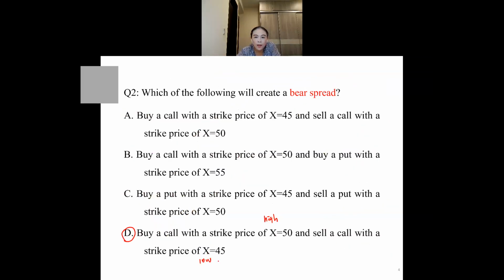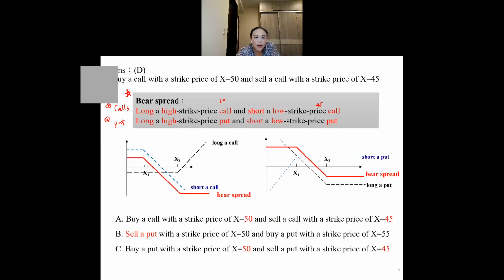Okay, question 2, which of the following created a bear spread? Remember, the definition of a bear spread is here. Long a high strike price call, and short a low strike price call. So it's a vertical spread. You can create a bear spread by using 2 calls or 2 put options. Using put options is similar: long a high strike price put, and short a low strike price put. I show you the diagrams here. So basically, you go long the high strike and short the low strike.